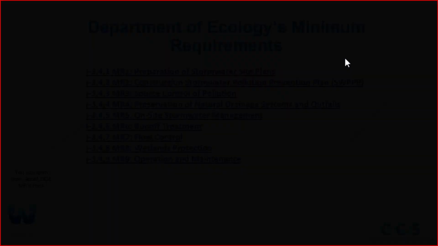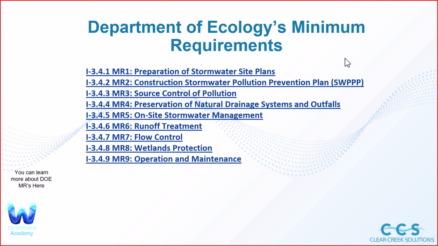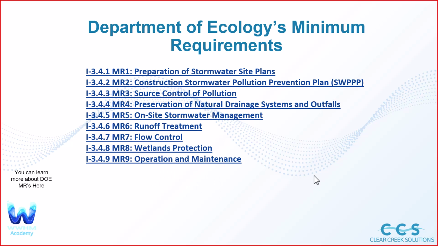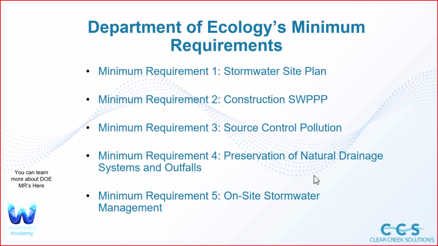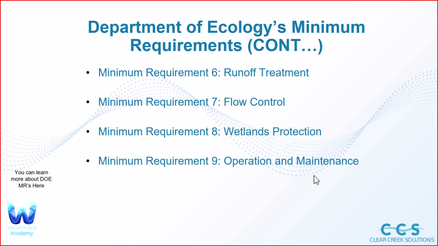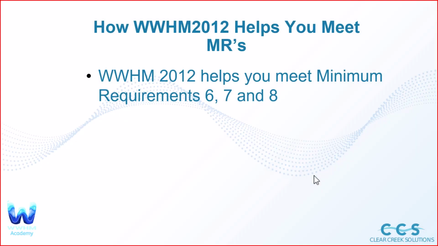And so I also like to talk about Department of Ecology's minimum requirements. If you've read through their stormwater manual, there are 9 minimum requirements. When it comes to modeling in WWHM 2012, we care about runoff treatment, flow control, and wetlands protection, which is a big one. We get asked about wetlands a lot, and that's a very complicated process for determining wetland input volumes. And so we're caring about minimum requirements 6, 7, and 8. This is just an overview of them all. WWHM 2012 can really help you meet minimum requirements 6, 7, and 8. These other ones are more site control related.